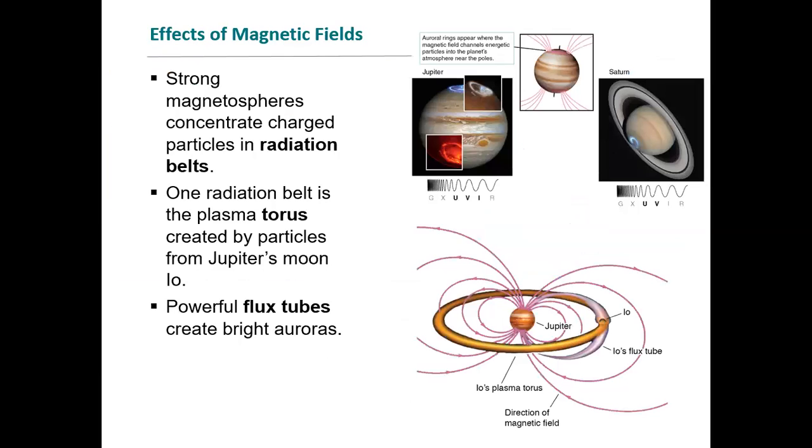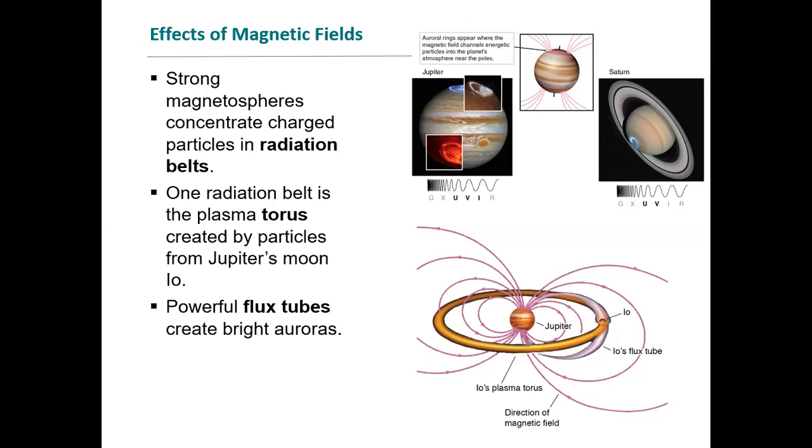The effects of the magnetic fields are basically that strong magnetospheres can concentrate charged particles in the radiation belts. For instance, there's Io's plasma torus. So basically, Io's putting out all sorts of gas, dust, and particles from its numerous volcanoes, and then the magnetic field lines are interacting with that, and it causes this torus, which is a mathematical term for the shape of a donut, like Homer would love.